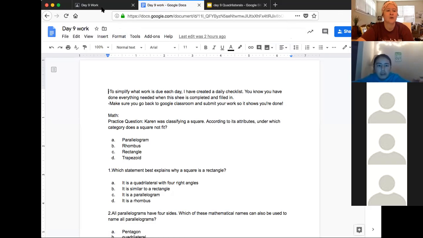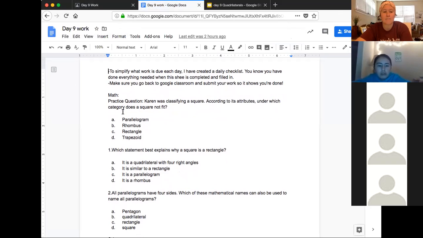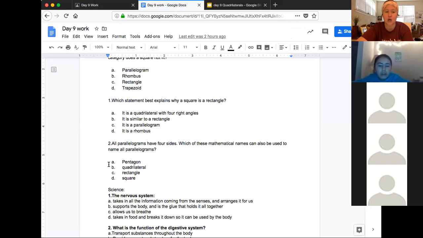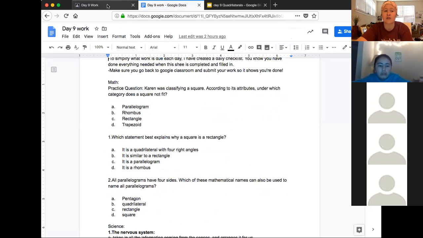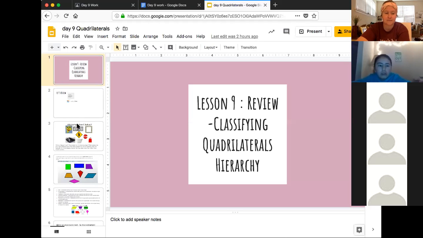So, looking at our day 9 work, you'll notice there's one practice question, similar to guided practice, that we're going to do together, embedded in the PowerPoint. And then there are 2 exit ticket type questions that we'll still go over together so that you can make sure you have the correct answer. So in math today, there's only 3 math questions that you have to actually answer with me.